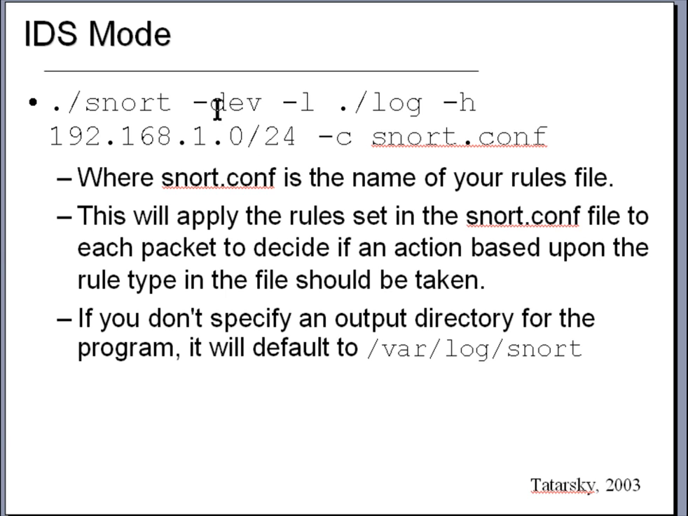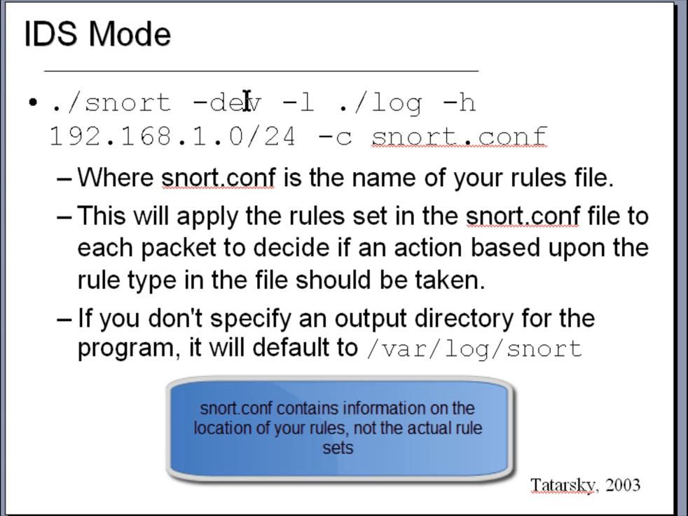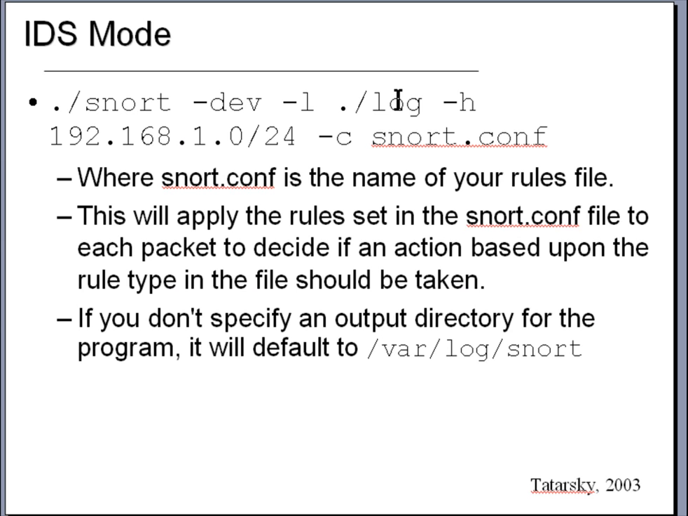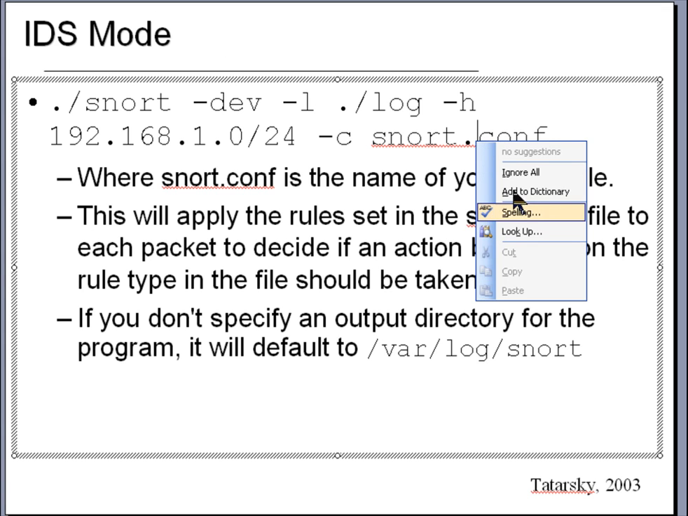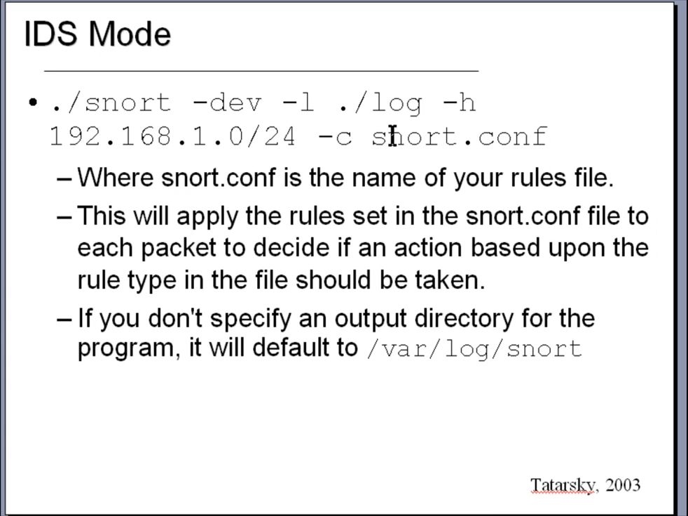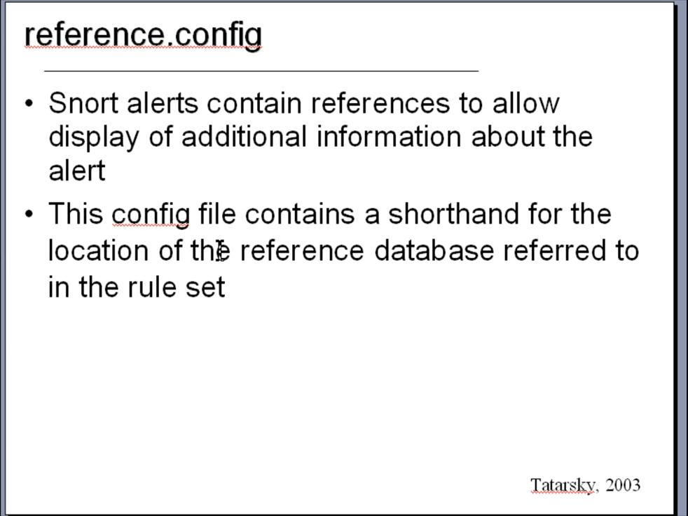Okay, so here what we're doing is we're capturing header information, application information, and MAC information. We're going to log to this log directory in the current directory, and we're interested in packets coming into 192.168.1.0/24, which would be everything from 0 to 255 in this last octet. And then our snort.conf file. You could name this anything you want, but this just indicates the location and the name of the Snort configuration file. Okay, there's also a file you notice called reference.config, and what this contains is references to allow display of additional information about the alert. For example, the type of alert, the categorization of the alert.